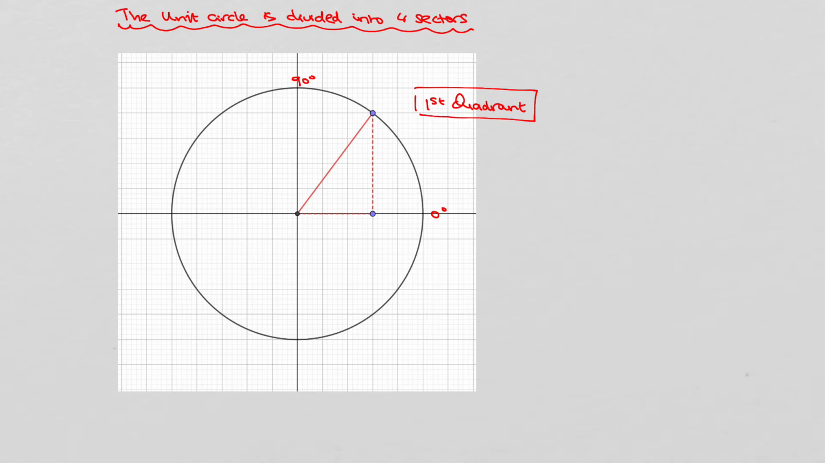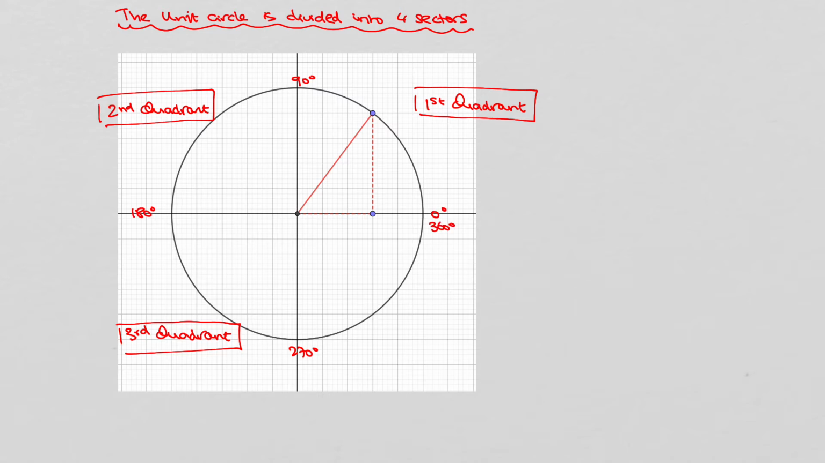The second sector goes from 90 degrees to 180 degrees, remembering that we're always going in an anti-clockwise direction, and we call this the second quadrant. The third sector goes from 180 degrees to 270 degrees, and we call this the third quadrant. And then the fourth sector goes from 270 degrees back to 0 degrees. In other words, we've gone 360 degrees in total. And this is our fourth quadrant.